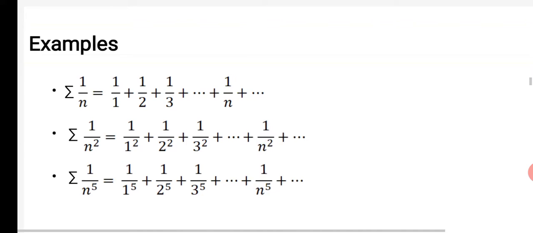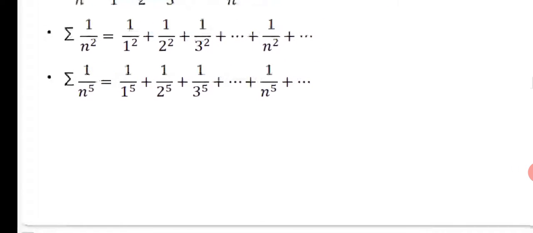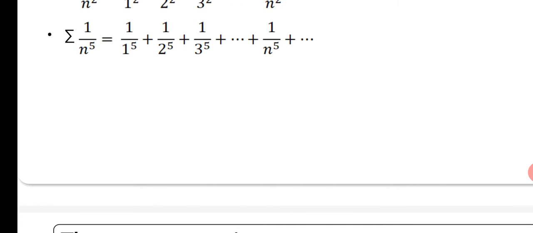For examples, first one, summation 1 by n is equal to 1 by 1 plus 1 by 2 plus 1 by 3 plus 1 by 4 etc. plus 1 by n plus etc. Second one, summation 1 by n square is equal to 1 by 1 square plus 1 by 2 square plus 1 by 3 square plus etc. plus 1 by n square plus etc. Third one, summation 1 by n to the power of 5 is equal to 1 by 1 to the power of 5 plus 1 by 2 to the power of 5 plus 1 by 3 to the power of 5 plus etc. plus 1 by n to the power of 5 plus etc.